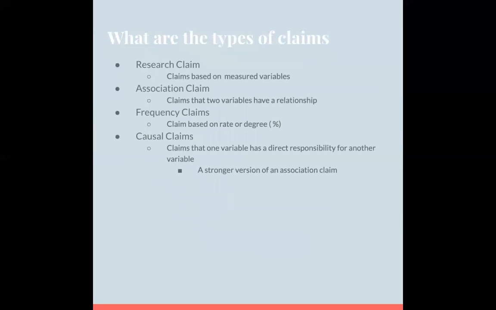Also, we'll be looking at the types of claims, specifically research claims, association claims, frequency claims, and causal claims. Research claims are claims based on measured variables. Association claims are claims that two variables have a relationship. Frequency claims are claims based on rate or degree. Causal claims are claims that one variable has a direct responsibility for another variable. Essentially, a stronger version of an association claim.